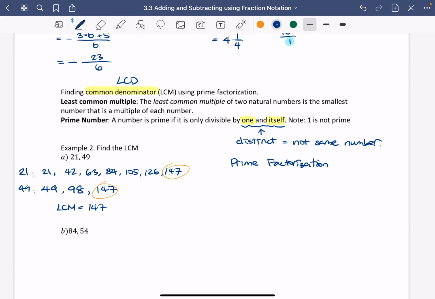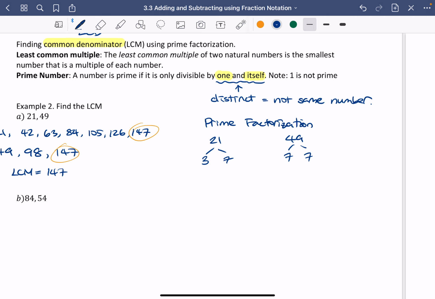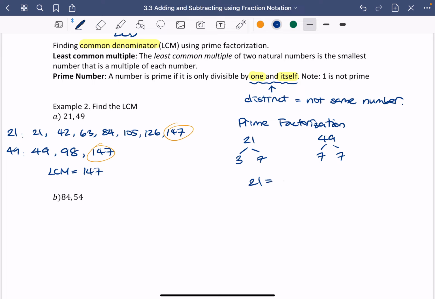So this is to find all prime factors of each number. We can do that using a factor tree. I know 21 is 3 times 7. 49 is 7 times 7. So 21 is equal to 3 times 7. 49 is equal to 7 squared. I'm going to line the 7s up.